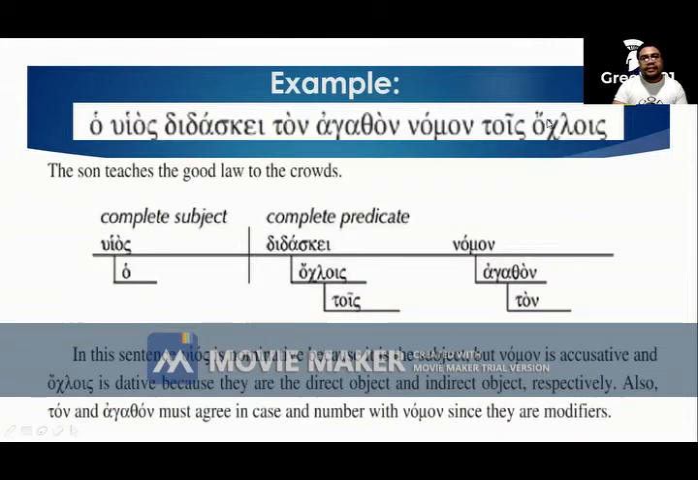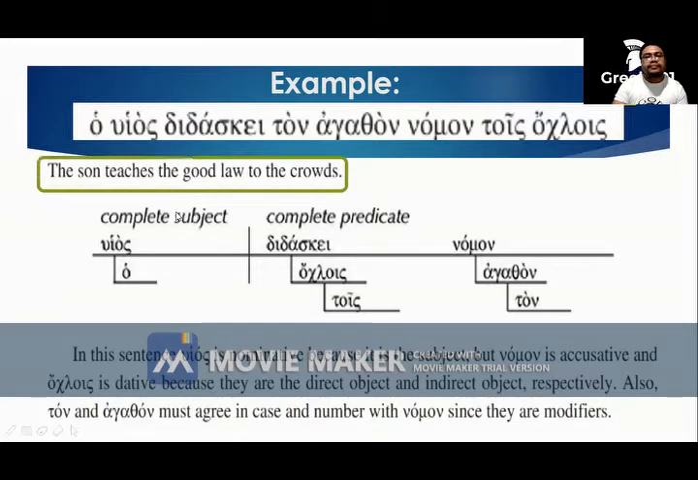Let's take a look at this sentence. Let's read all together: Ho huios didaske ton agathon nomon tois ochlois. So let's translate it one by one. Ho huios means the son. Didaske, third person singular of didasko, present tense, teaches. Ton agathon is the accusative form of the good law. And tois ochlois, to the crowds, is in the dative plural. So the sentence means, the son teaches the good law to the crowds.